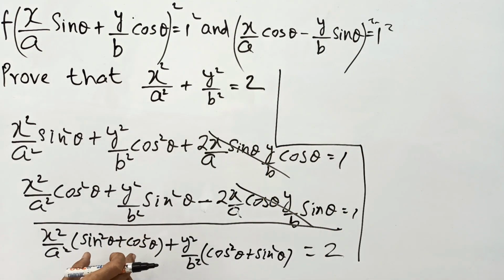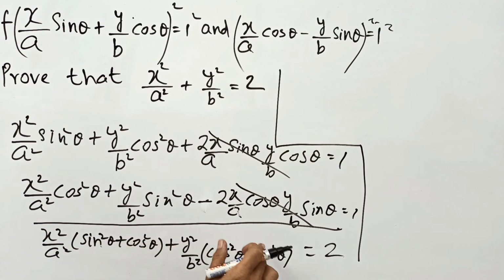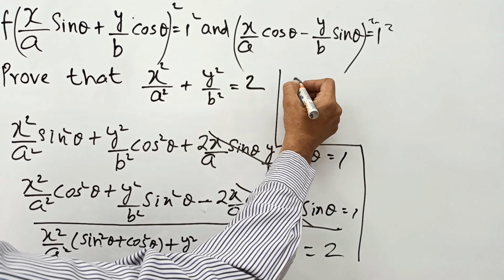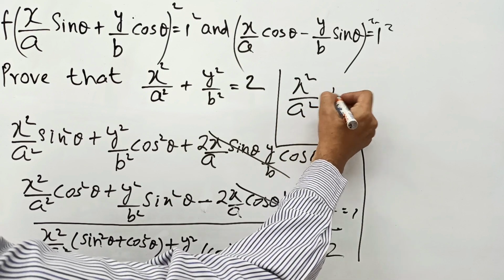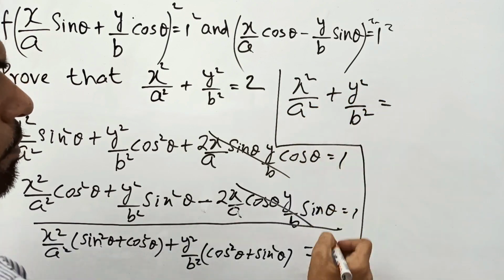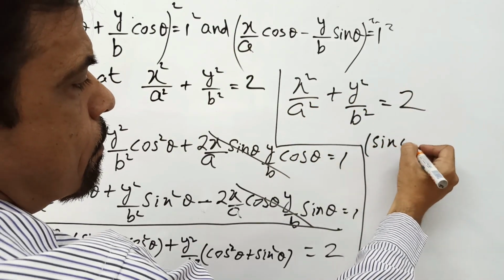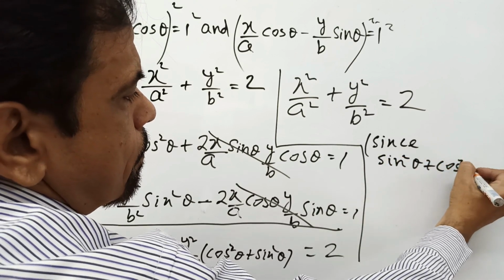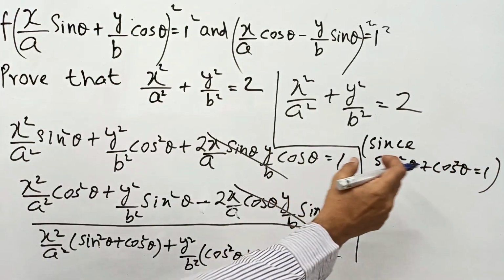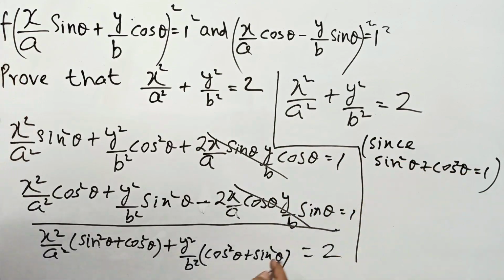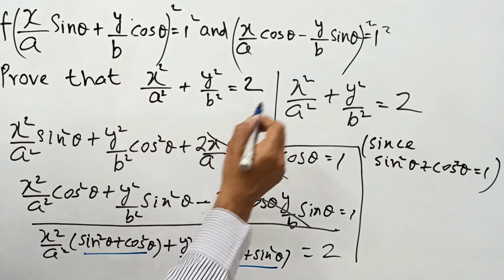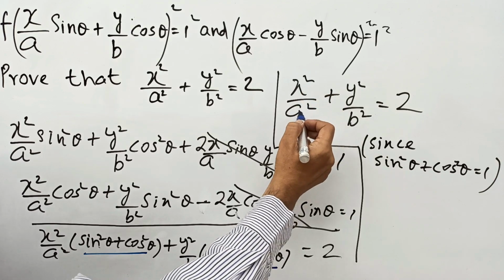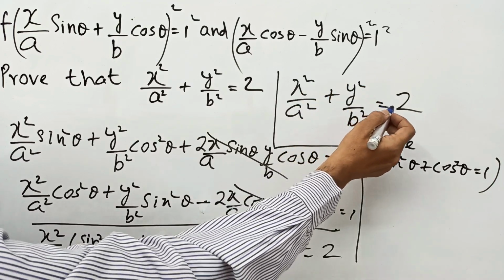Now listen carefully. Sin square theta plus cos square theta is equal to 1. So instead of these two, we will write here 1. So x square upon a square plus y square upon b square is equal to 2.